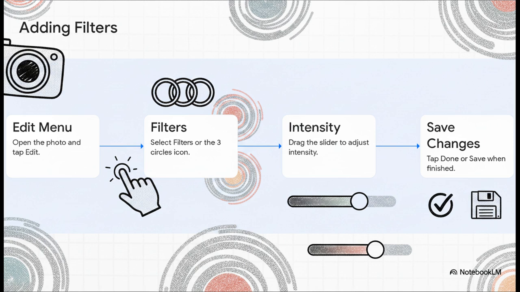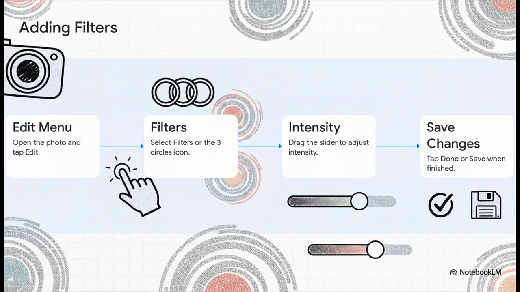Again, open your Edit menu. On Apple, look for the Filters button right at the bottom center. It looks like 3 interlocking circles. On Android, you just select Filters under the main Edit menu. Now, here's a massive pro tip for you. Once you select a filter, do not just leave it at 100%. Tap it again or drag the slider to adjust the overall intensity.